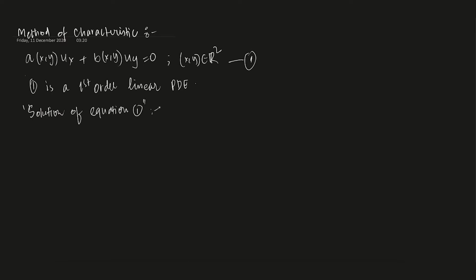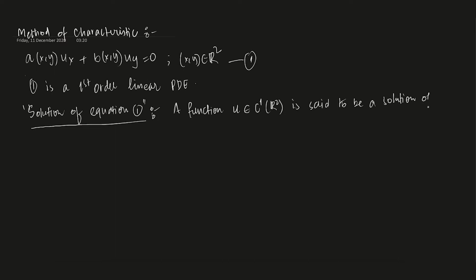First of all, what does that mean? We have discussed it earlier. Whenever we say solution of a first order equation, what we generally mean, for this course at least, is a function u in C1 of R2, which is said to be a solution of 1 if u satisfies 1 for all x,y in R2.